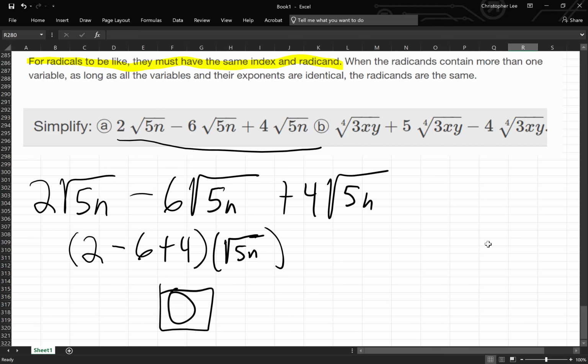Just add the coefficients, the numbers in front. That's it. Technically, the answer should be 0 square root 5n, but because anything times 0 is 0, that's why I just left it out. But technically speaking, yeah, it is 0 square root 5n. Is the answer.